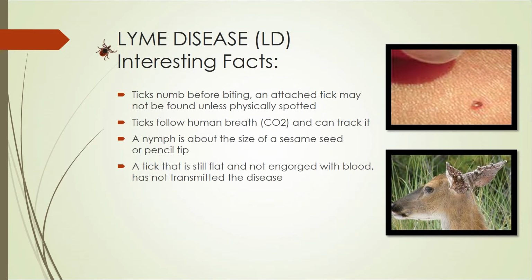Ticks numb you before biting. You may not find one unless someone sees it. Ticks follow your breath and track you down. A nymph is about the size of a sesame seed or pencil tip. When you find a tick that is still flat and tiny and not engorged with blood, it has not transmitted Lyme disease.